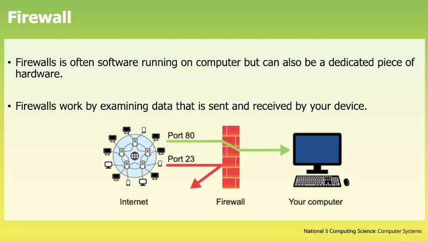A firewall is often software running on a computer, but it can also be a dedicated piece of hardware. A firewall works by examining data that's sent and received by your device. You can see the example here: the information coming from port 80 from the internet is allowed to go through the firewall and access our computer. However, the information coming through port 23 is blocked by the firewall. This might be a malicious attack and is not allowed into our computer.